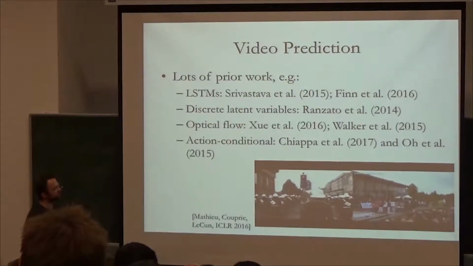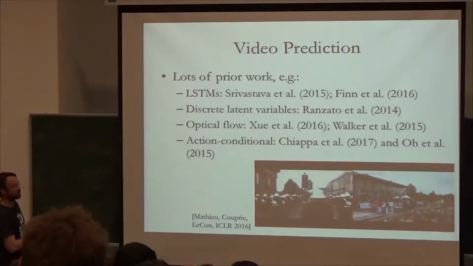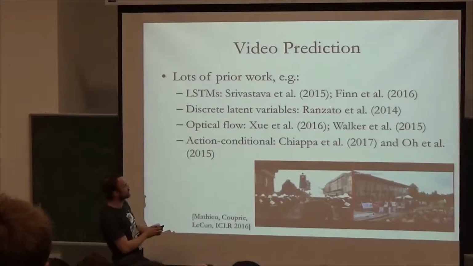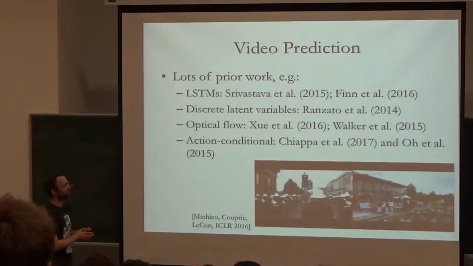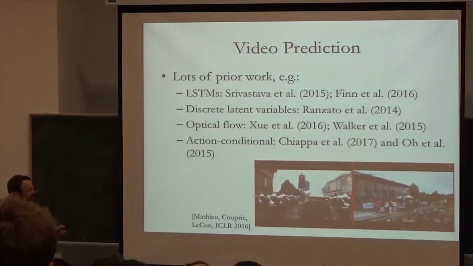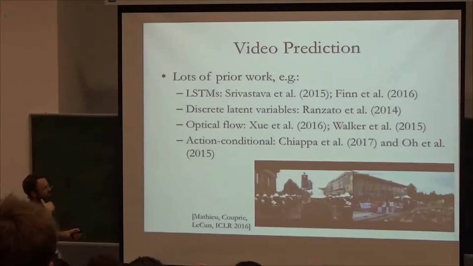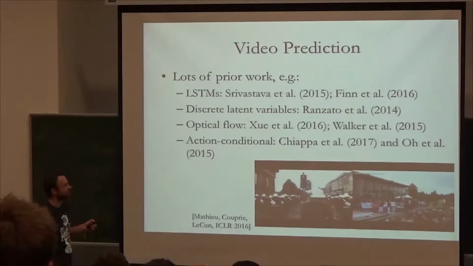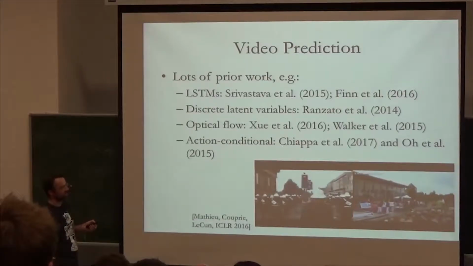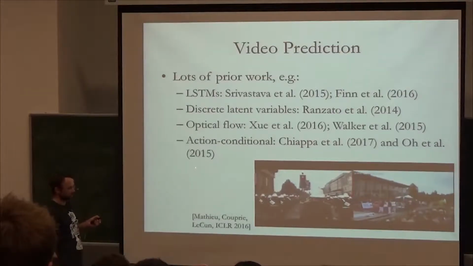There are a lot of people who have been working on this recently. People just brute-force it with LSTMs. You can try making latent variables discrete. There's another recent DeepMind paper I've put in here which is really cool doing that. You can try using optical flow, predicting that and using it to update the current frame. If you have actions available, as you would in a real robotic setting, that's obviously going to be helpful to make predictions, and so on.